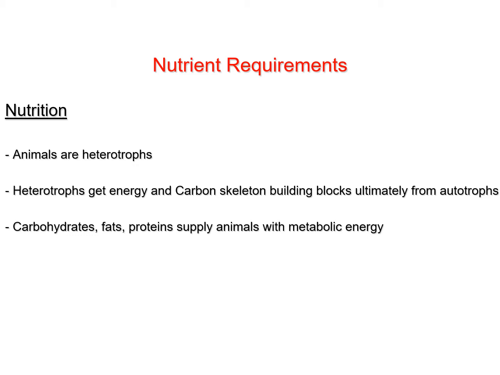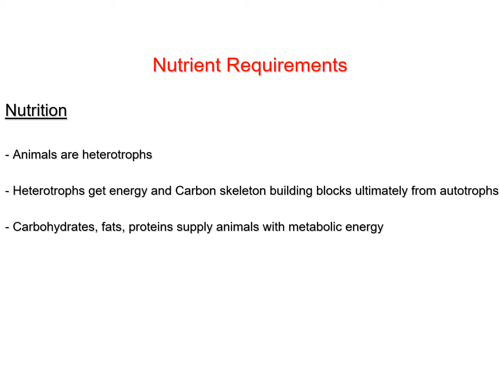This is the material that has to be digested and broken down in order for the nutrients in it to be brought into the body tissues. Now, animals are heterotrophs. They get their energy and their carbon skeleton molecules from other sources, either other heterotrophs, which are other animals, or from autotrophs, which are plants.